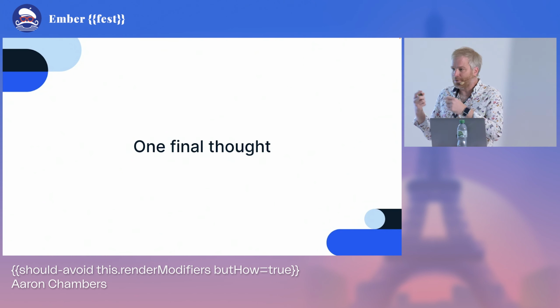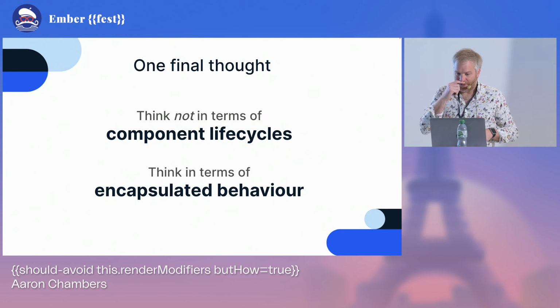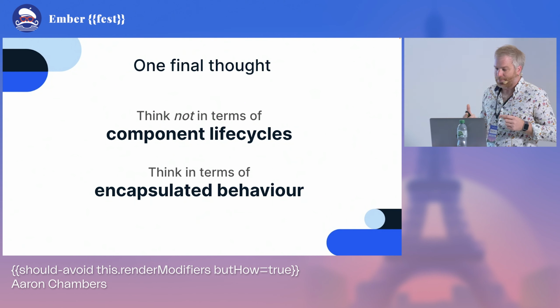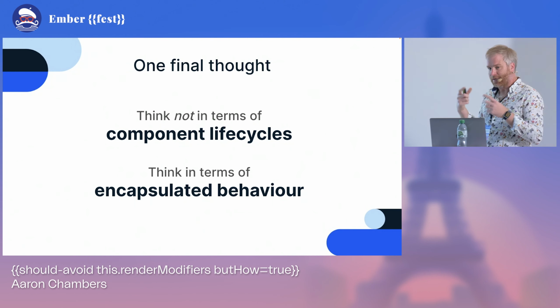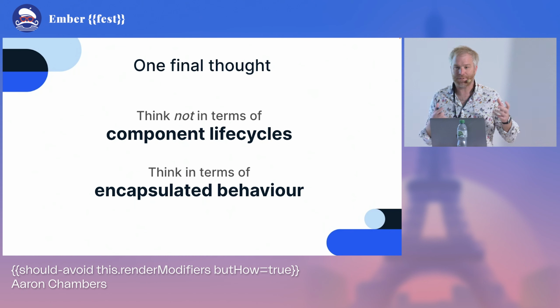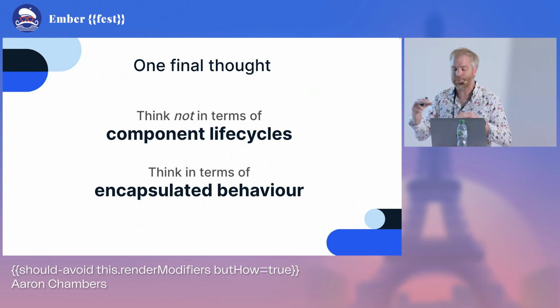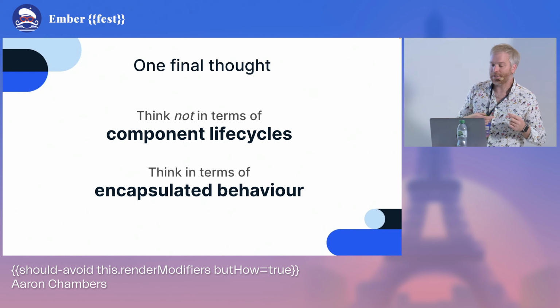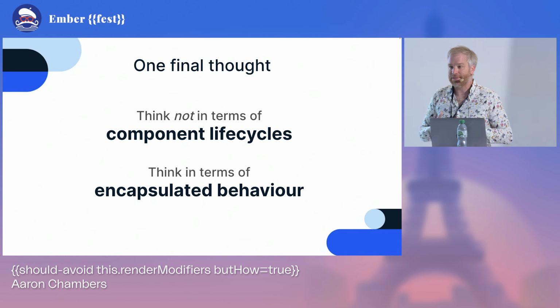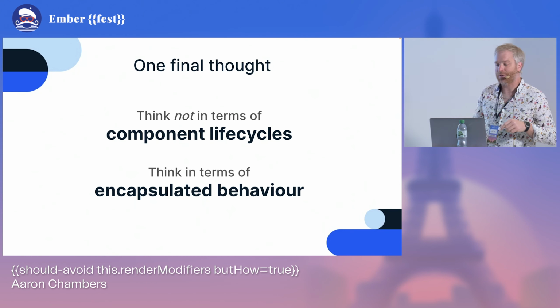So one final thought, we're talking about a paradigm shift here. We're not thinking in terms of component life cycles anymore, which is what render modifiers encourage. We're thinking in terms of encapsulated behavior and reactivity. Instead of thinking in terms of hooking behavior into various points in a component's life cycle, think in terms of encapsulating that behavior in primitives such as helpers, resources, and modifiers, because these things are reactive. They constrain the responsibility in a nice shareable package, and they're attached to elements within your components.